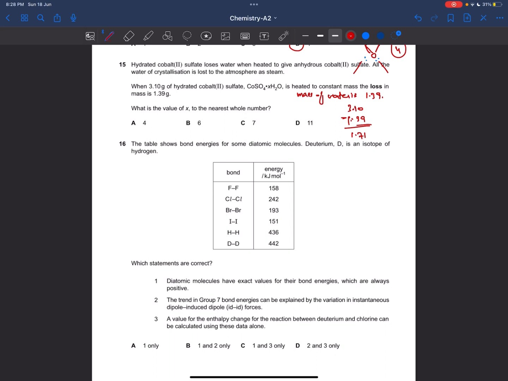It's asking the value of x, the moles of water. So what if we compare the number of moles? These are basically the masses, right? So we have to find the number of moles. For moles, we have mass upon Mr, right? So this is H2O here, and the cobalt(II) sulfate. We have to find the ratio, right?